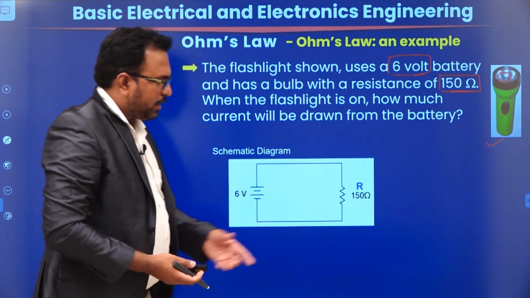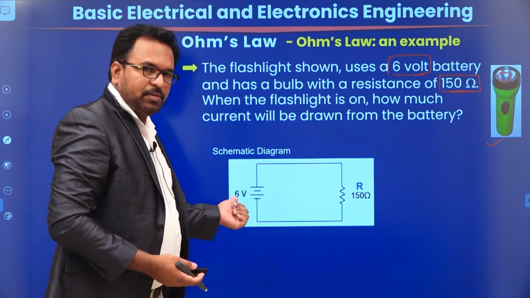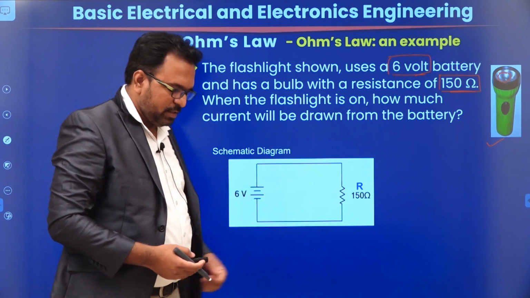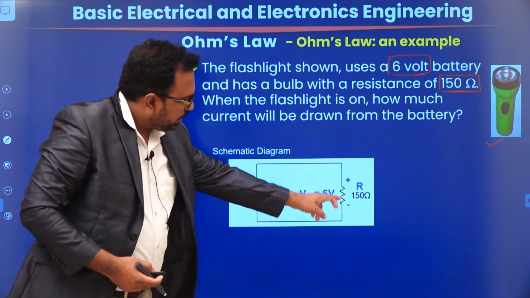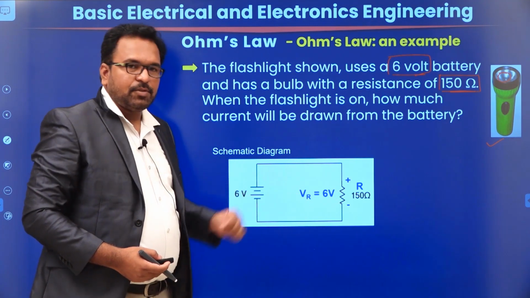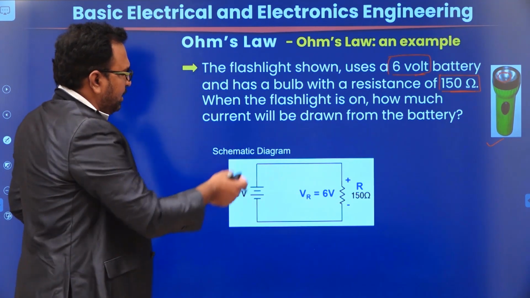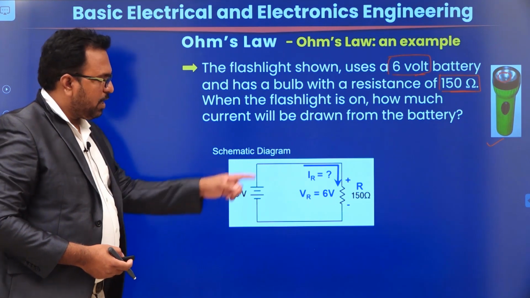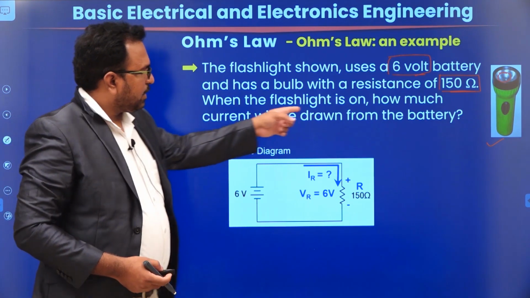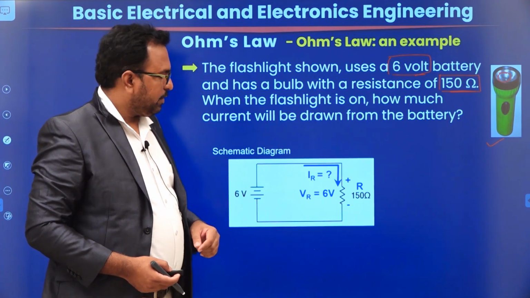What is the voltage applied across 150 ohms? The 6 volts. This is the 6 volts which is connected across the resistance. Obviously, the voltage across the resistance is 6 volts. Now the question is, what is the current flowing through the resistor, drawn by the battery?